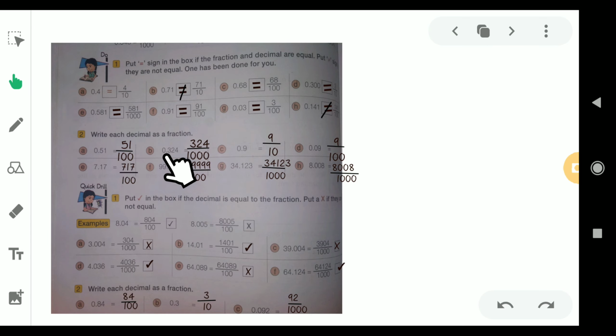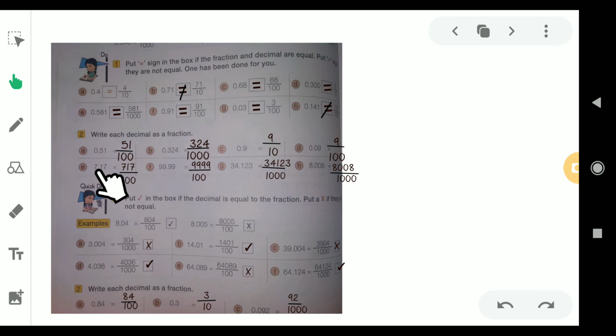Okay. Next, it is 0.324. Straight away write 324 as the numerator and count the decimal places here. There are 3 decimal places, so write 3 zeros and write 1 first. Simple. There is only one decimal place, so write 1 zero and write 9 as the numerator. Next, it is 009. So 009 is nothing but 9 itself. And how many decimal places are here? 2 decimal places. So 2 zeros must be written. And I gave you the shortcut for how to convert a decimal into a fraction. Simple.